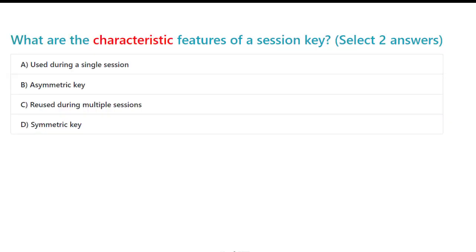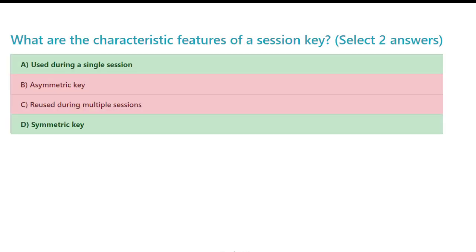What are the characteristic features of a session key? Select two answers. A. Used during a single session. B. Asymmetric key. C. Reused during multiple sessions. D. Symmetric key. The correct answers are A. Used during a single session. D. Symmetric key.